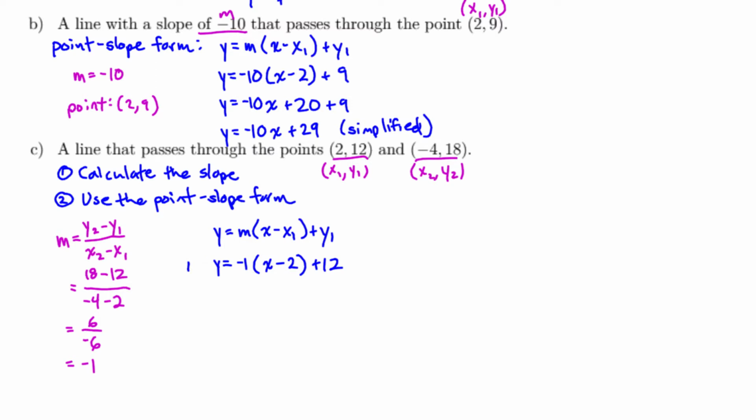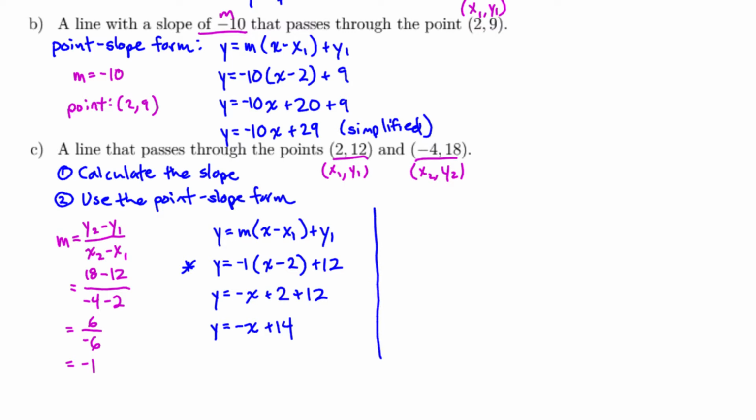And so that is an equation representing a line that passes through these points. If I simplify it, I'll get y = -x + 2 + 12 when I distribute that -1 across the expression x - 2. And then in one more step, I can write that as y = -x + 14.